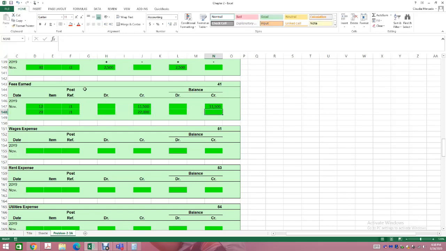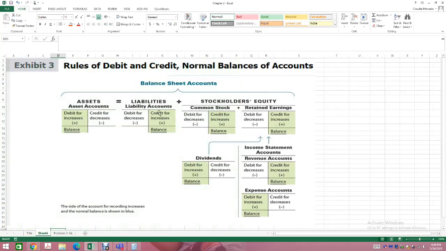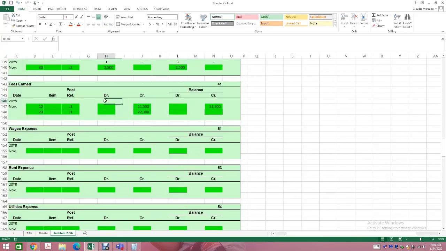So now let's look at fees earned. Fees earned is a revenue account. So for revenue accounts, debits decrease, credit increase. So for this account, debit decrease, credit increase. Okay. So I like to put them here that way I don't forget. That way I know what I'm doing. If I have multiple entries, I know whether I need to add or subtract.